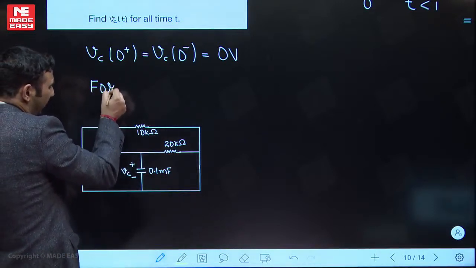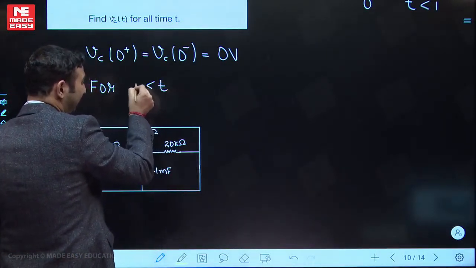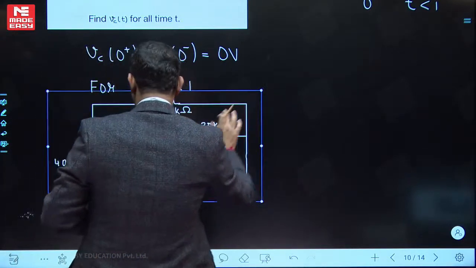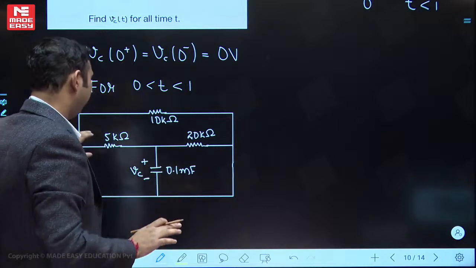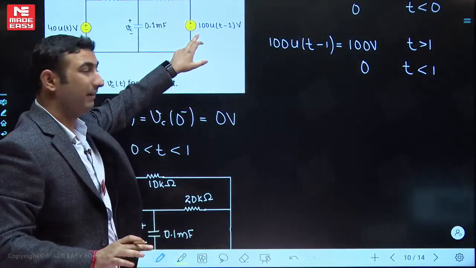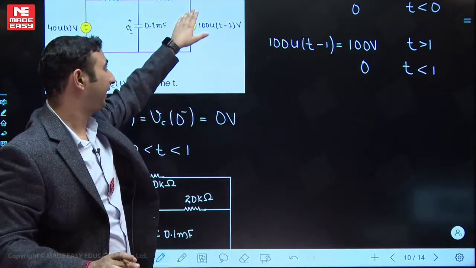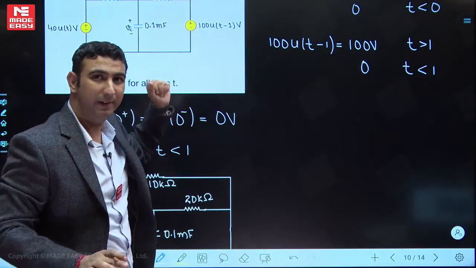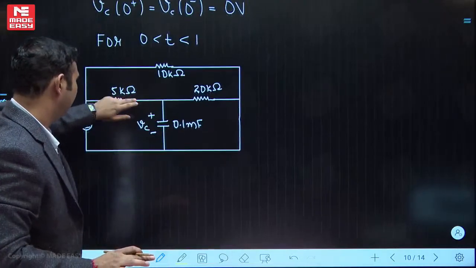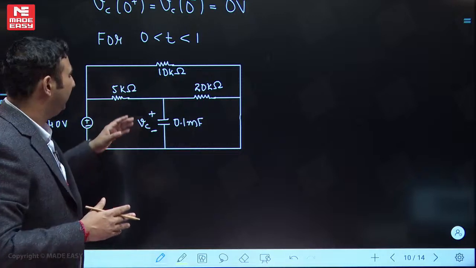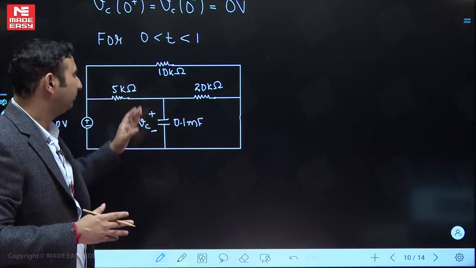Now let's go for the circuit for t greater than 0 less than 1. For t greater than 0, the 40 volt is activated, but still the 100 volt is not there. So the value of the 100 volt source is 0. If a voltage source value is 0, can I replace it by a short circuit? That's what I have done over here. This is the circuit that I have now. Now, what will be the Vc value?